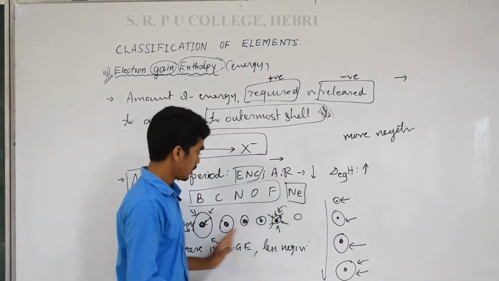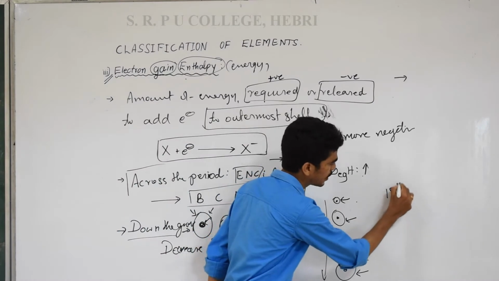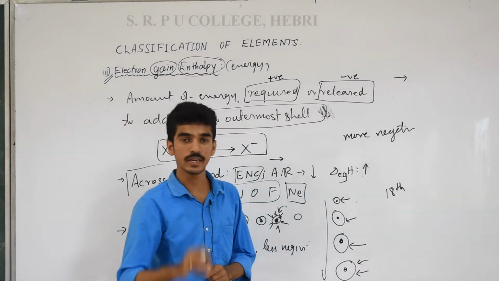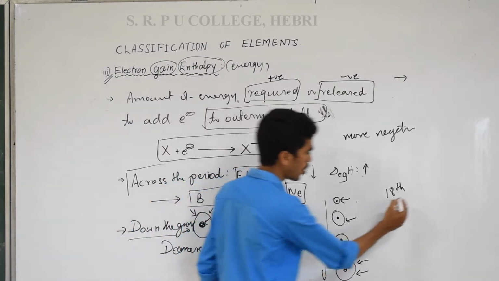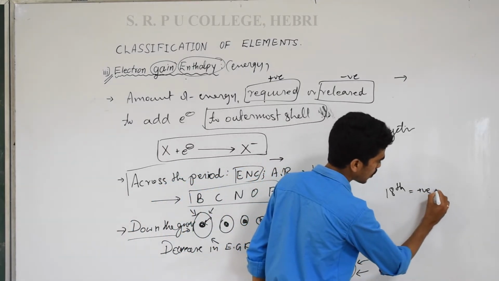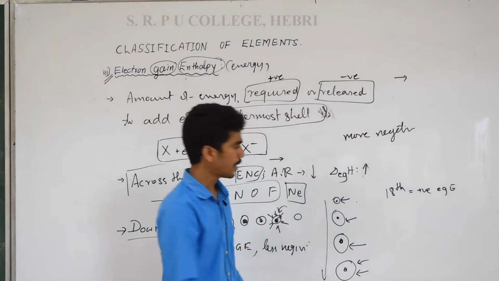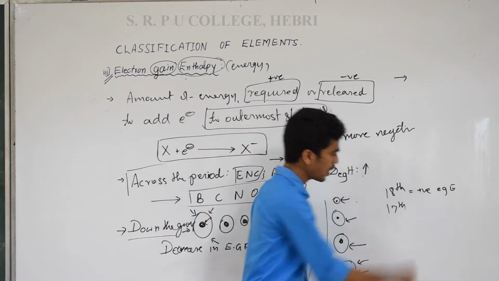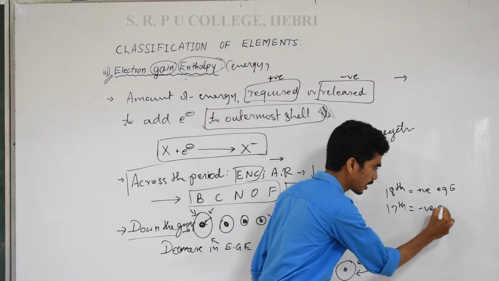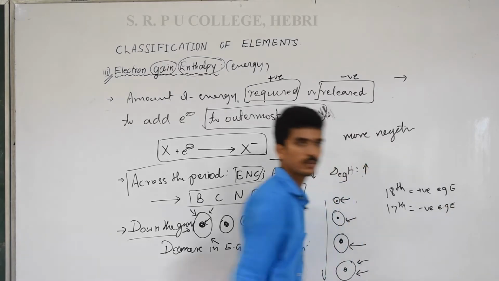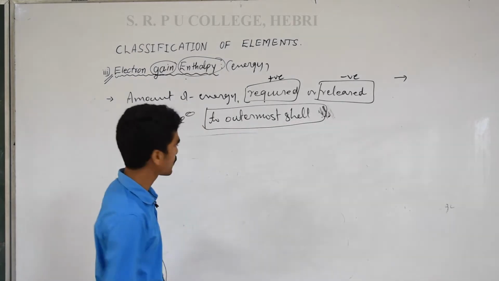That's why the inert gas, or 18th group elements, have positive electron gain enthalpy. All 18th group elements have positive electron gain enthalpy, but the 17th group has more electron gain enthalpy, so negative electron gain enthalpy, negative and positive. I hope you understood this concept. Now I'll take the exception case.